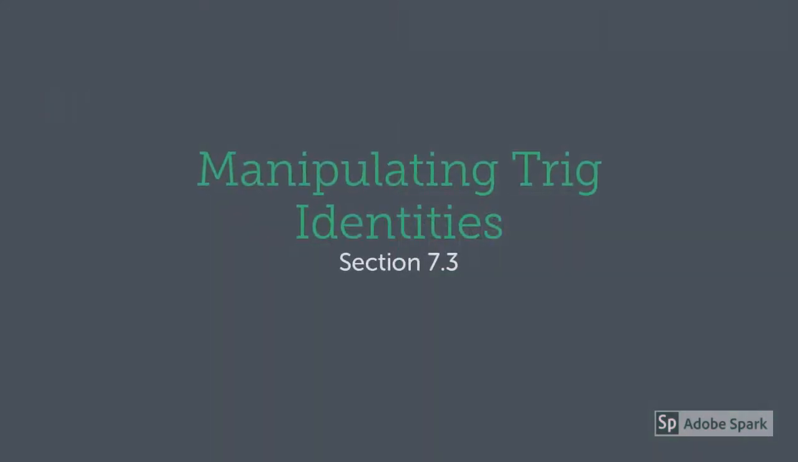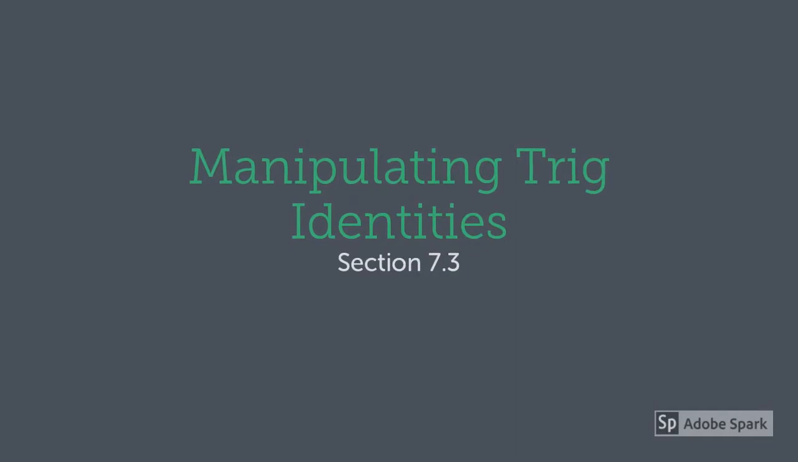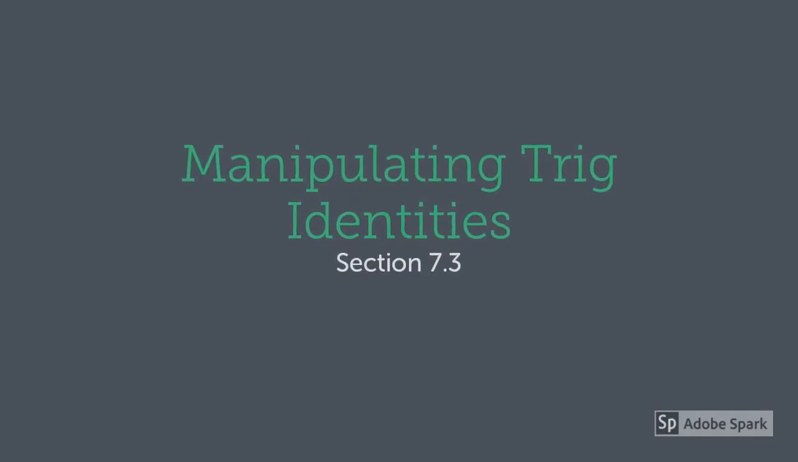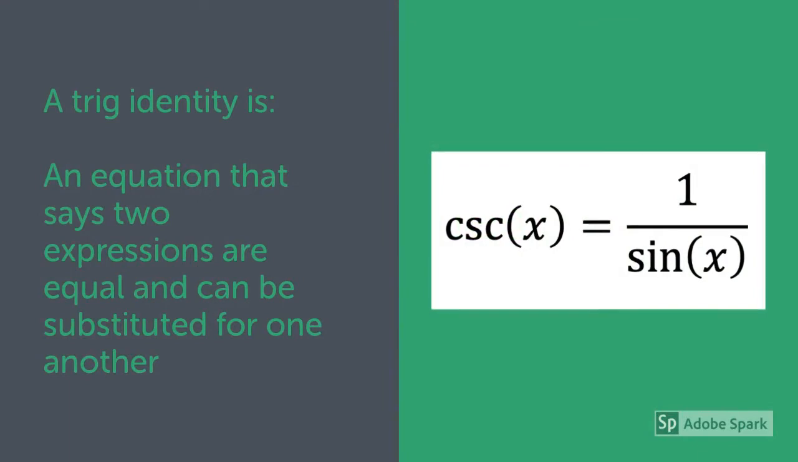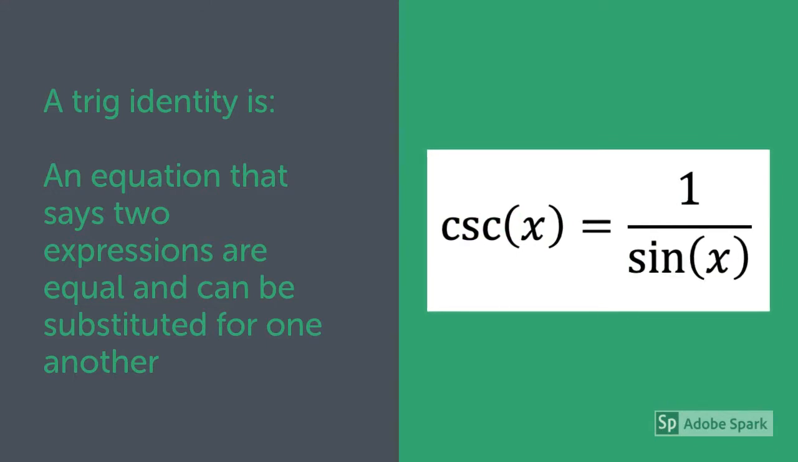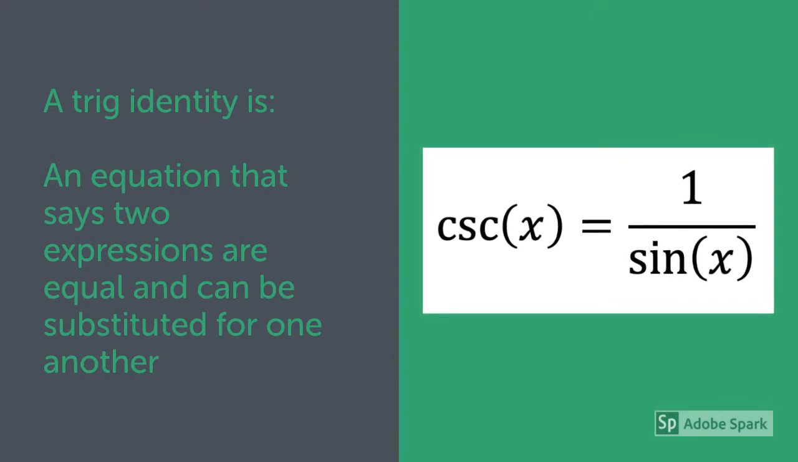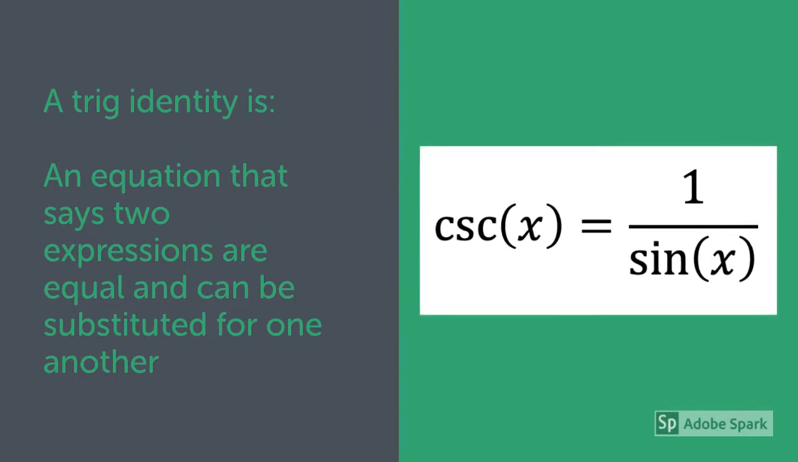The first section we're going to cover in this chapter is section 7.3. We're going to be jumping around a little bit, which is called manipulating trig identities. A trig identity is an equation that says two expressions are equal and can be substituted for one another. For example, we know that cosecant is the reciprocal of sine, so 1 over sine. Therefore, if I ever saw 1 over sine written on a paper, I could easily get rid of that and put cosecant in instead. And you might want to do that so that, for example, you didn't have a fraction.